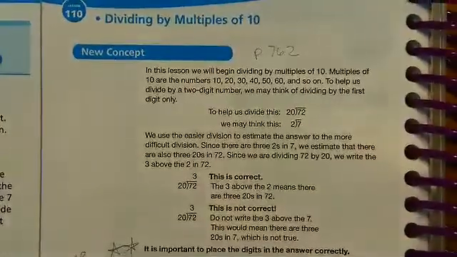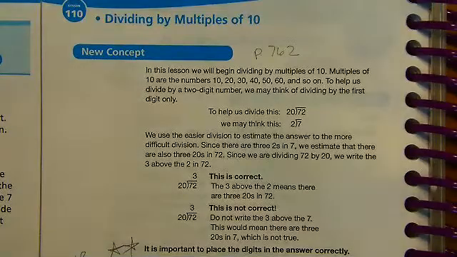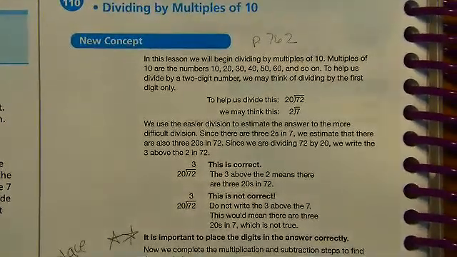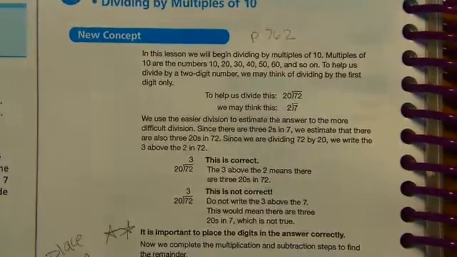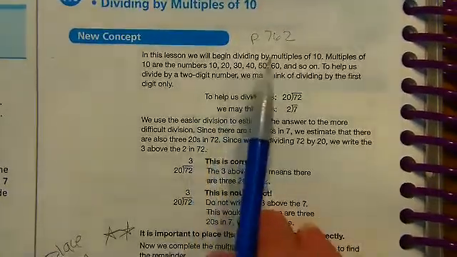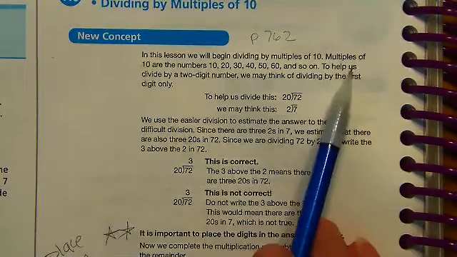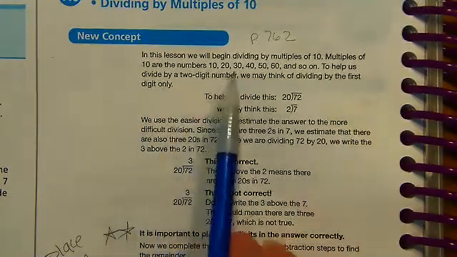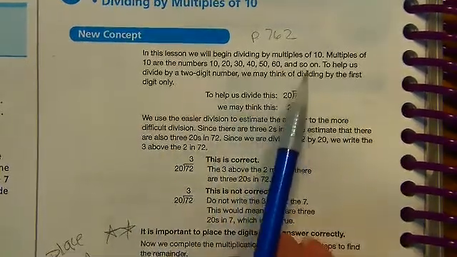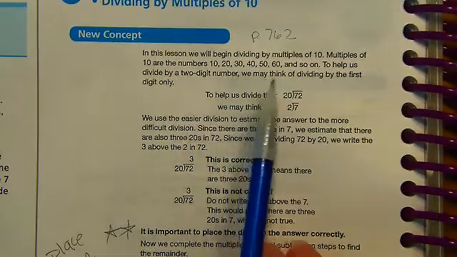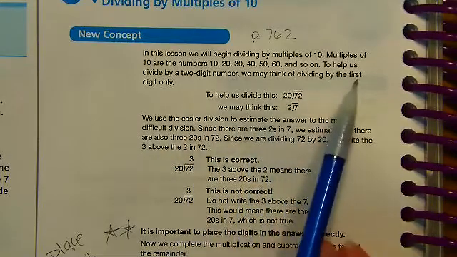And here's dividing by multiples of 10. Okay, so let's read through this together. I'm going to have some things marked to show you how important it is. In this lesson, we'll begin by dividing by multiples of 10. Multiples of 10, remember that word sounds like multiply, are the numbers 10, 20, 30, 40, 50, 60, and so on. To help us divide by a 2-digit number, we may think of dividing by the first digit only.